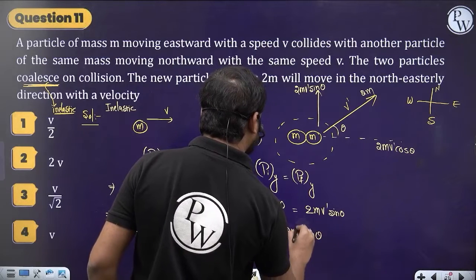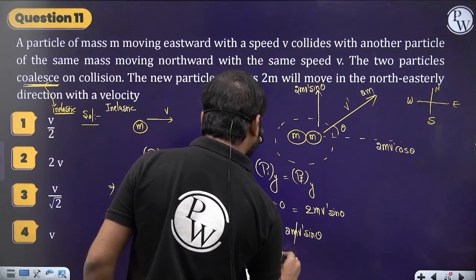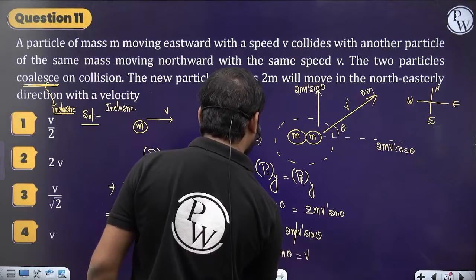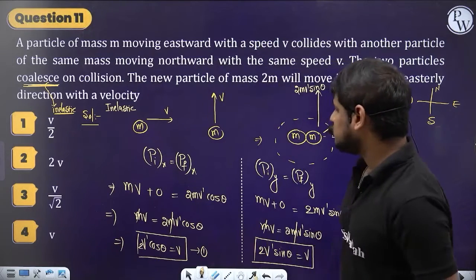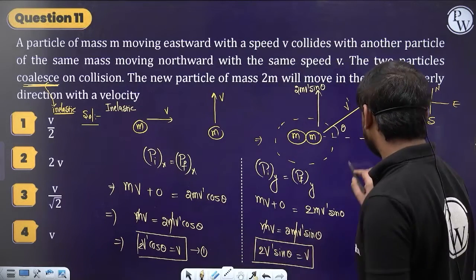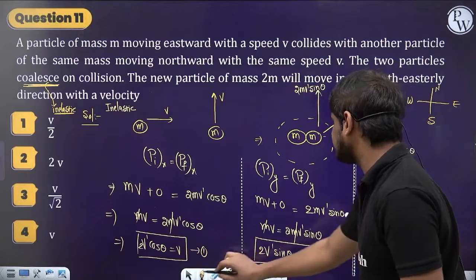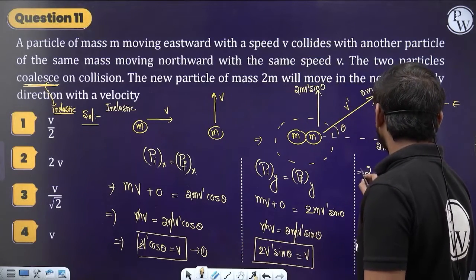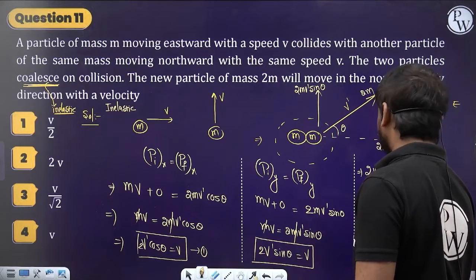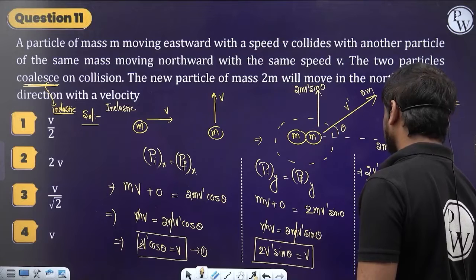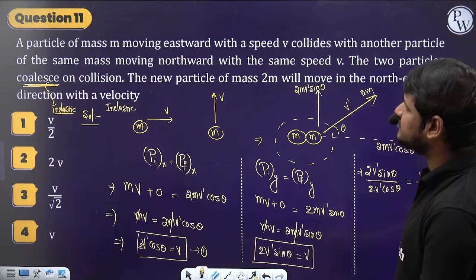From here I can cancel m and m. So 2v dash sine theta is equal to v. Yes or no? Now let's do one thing: let's divide equation 2 by equation 1. So we get 2v dash sine theta by 2v dash cos theta is equal to v by v. They both are moving at the same speed, right?